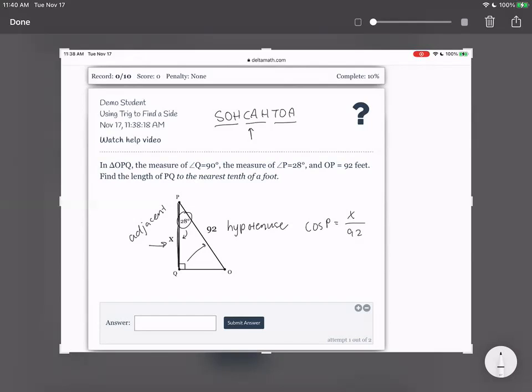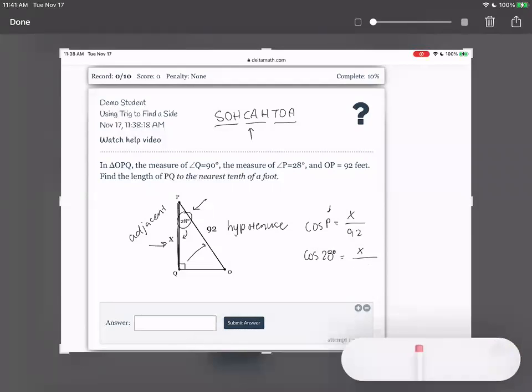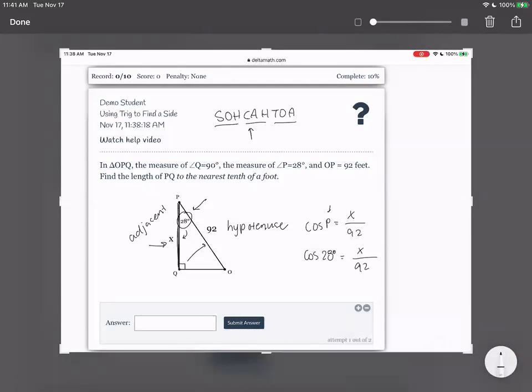Okay, so then X is being divided by 92. How do you get rid of dividing by 92? Oh, sorry. What am I doing? Oh, P isn't even labeled yet, my bad. Cosine of 28 because angle P is 28 degrees. Sorry, I should have put that in. Cosine of 28 degrees is equal to X over 92. Let's rewrite that. There we go.